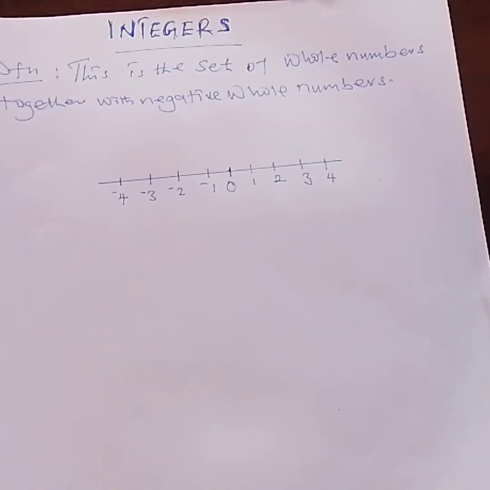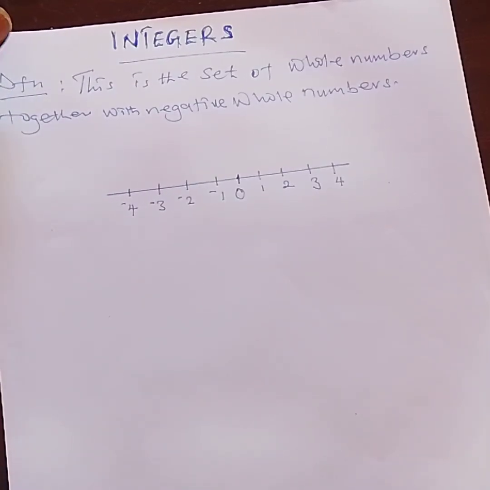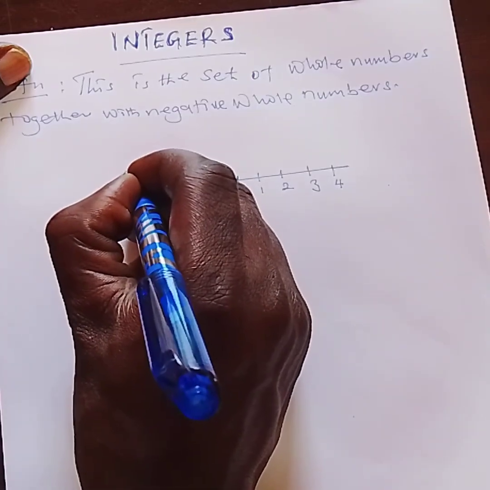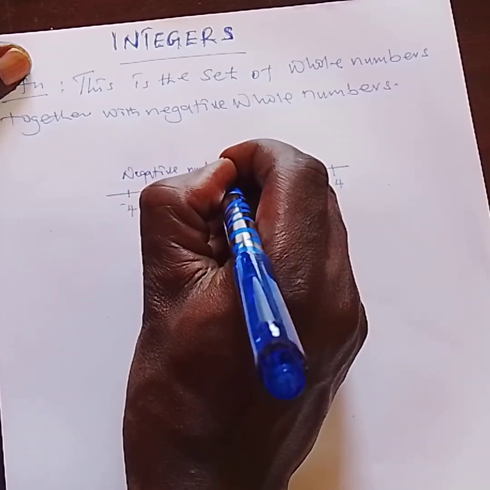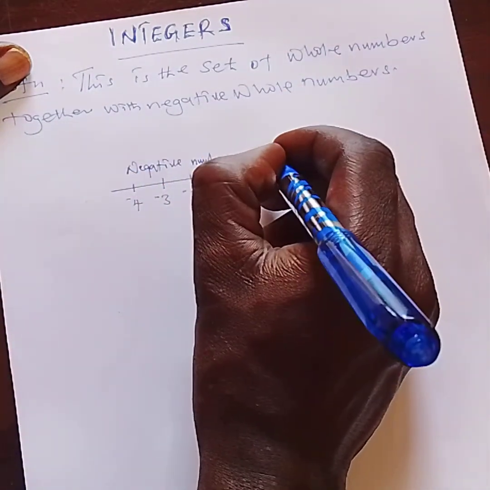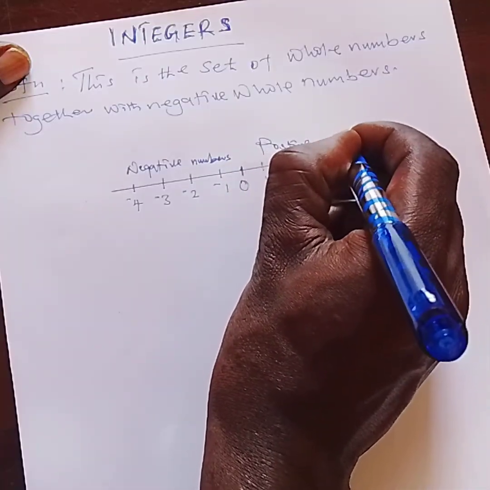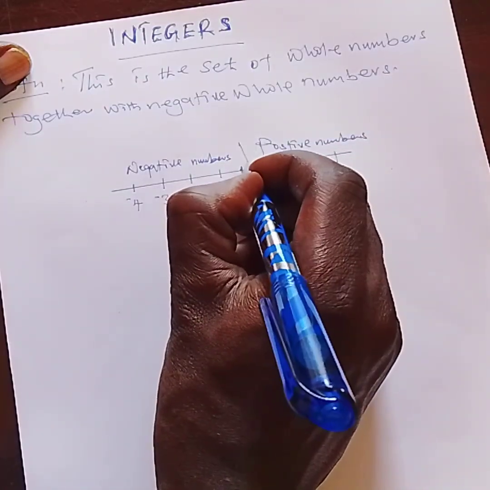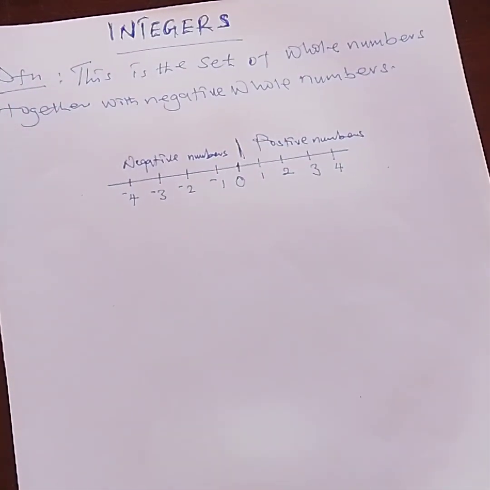As I've already explained, the numbers to the left are negative numbers, and the numbers to the right are positive numbers. This side here, these are negative numbers. Then this side we have positive numbers. Let's separate this like that. So we have positive and negative; they pull each other.